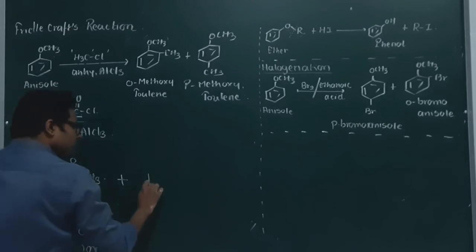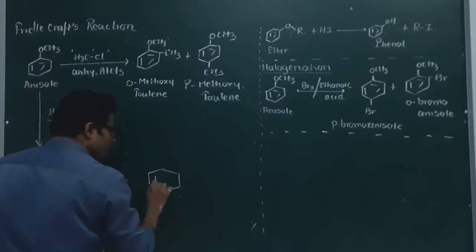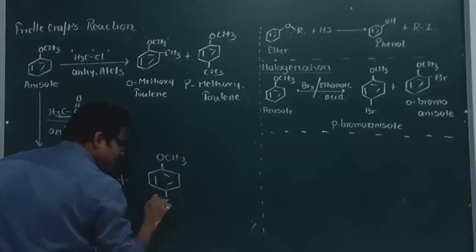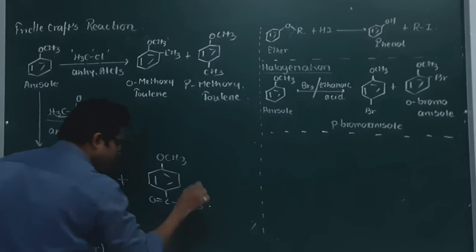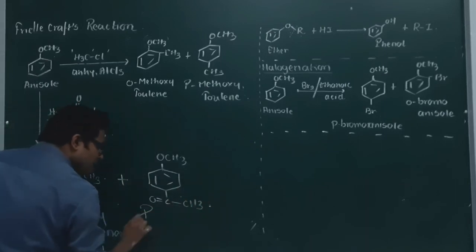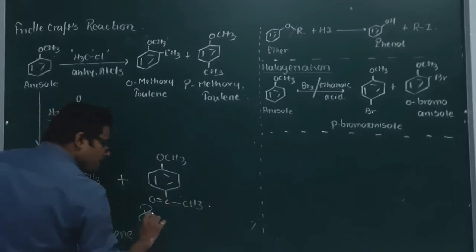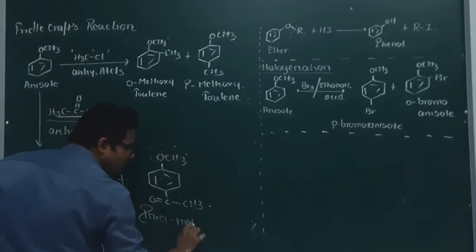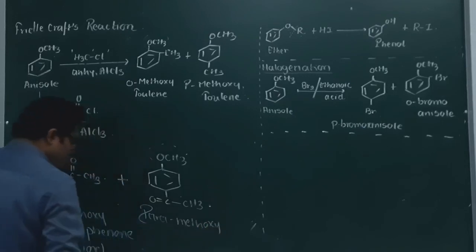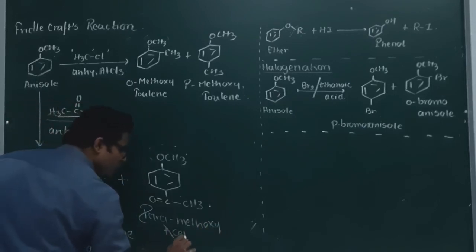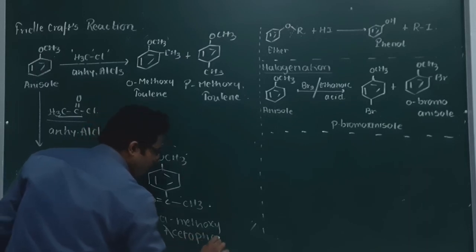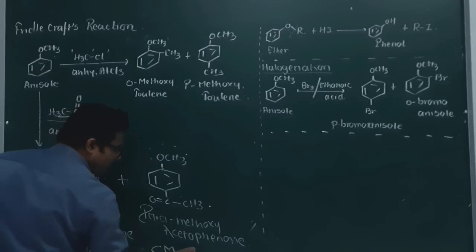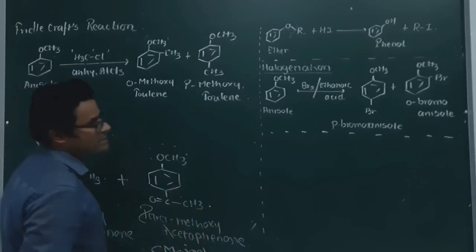While going further, this is our OCH3 group, and this is where C double bond O CH3. Okay, now here is where I get the para position of this particular methoxy. So para methoxy acetophenone. This one, on the other hand, is going to be the major product.